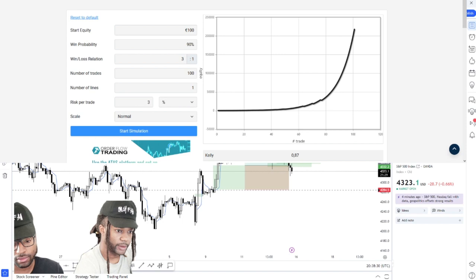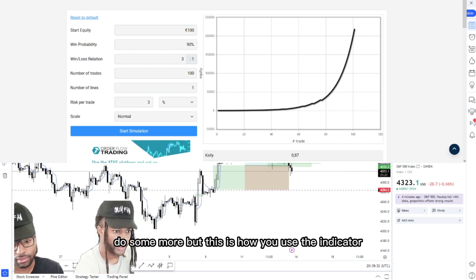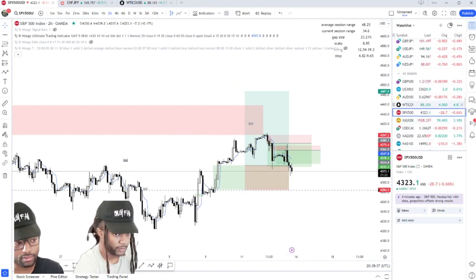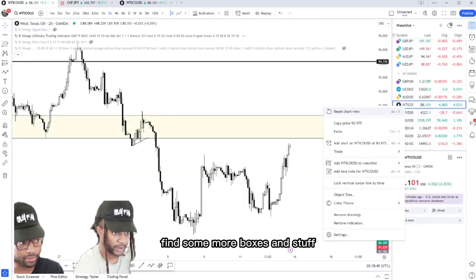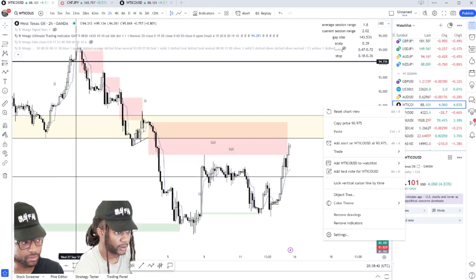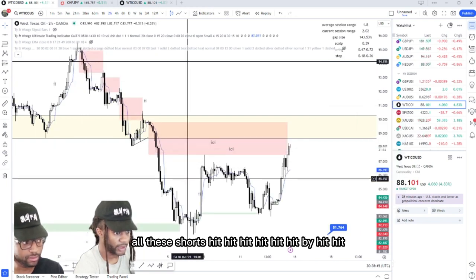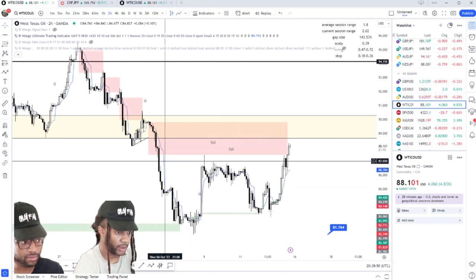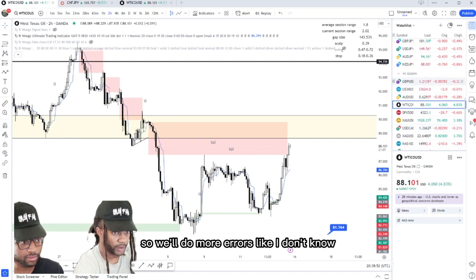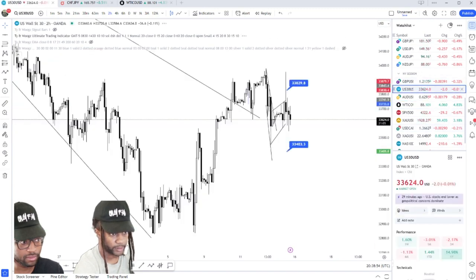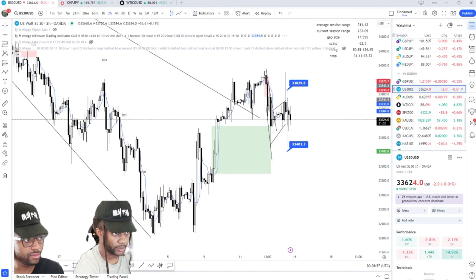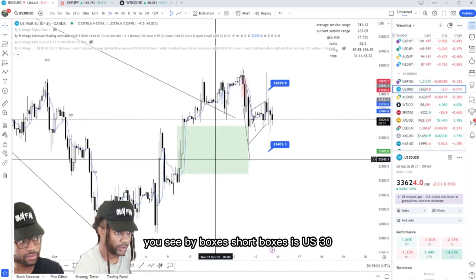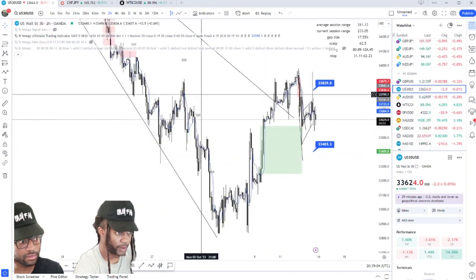You could do some more, but this is how you use the indicator. We're running over 40 minutes for the video. We'll find some more boxes and stuff. Look, all these shorts hit, buys hit. We're gonna do more pairs. You can see buy boxes, short boxes. This is US 30. Short boxes, short.